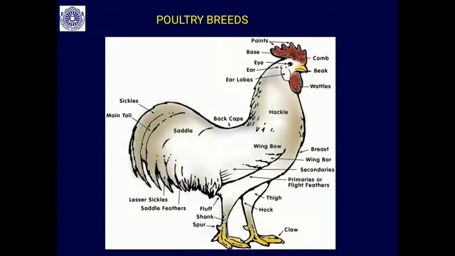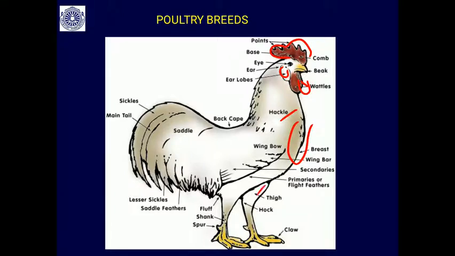You will find this is the beak or bill. Just below this you will find the structure called the wattle, and just above this wattle you will find the earlobe, and this is called the comb. They are of different shapes. Then this portion is called the hackle, and this is the breast, and these are legs.